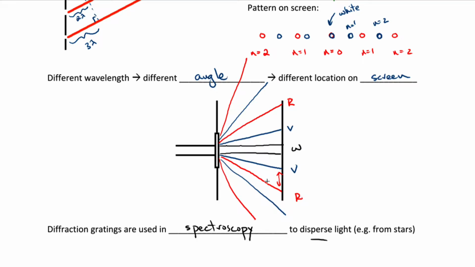So by capturing light from faraway stars and passing it through a diffraction grating, astronomers can separate out that light into different wavelengths and look for the characteristic wavelengths that are emitted from certain elements, and as a result they know what elements are making up those stars that are many light years away.